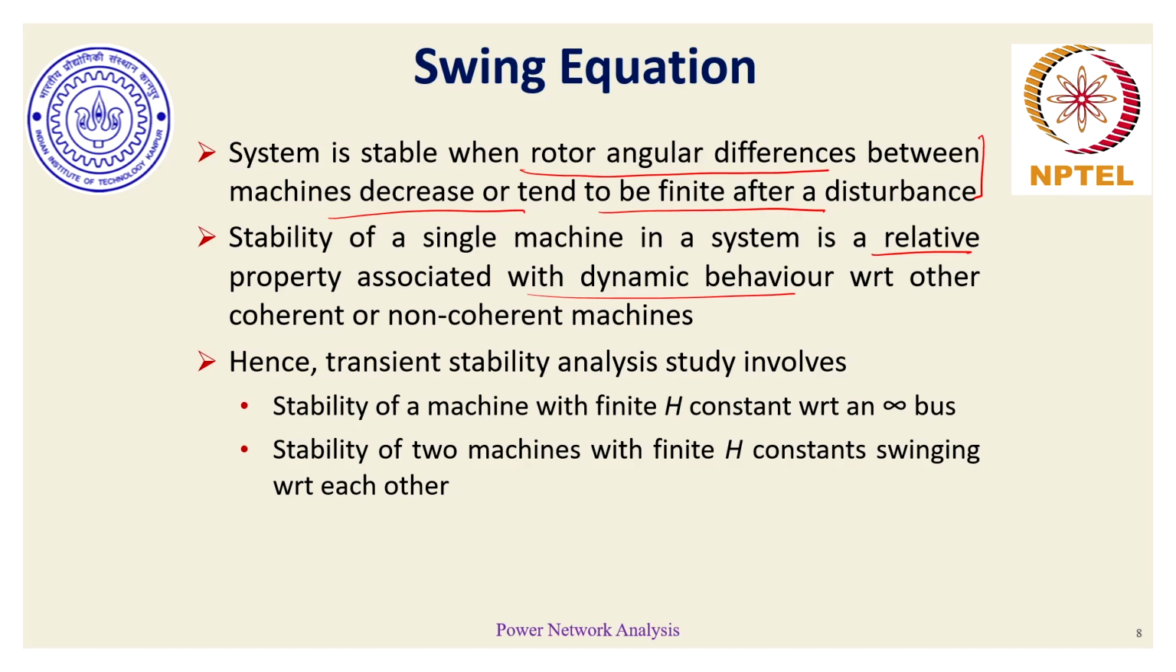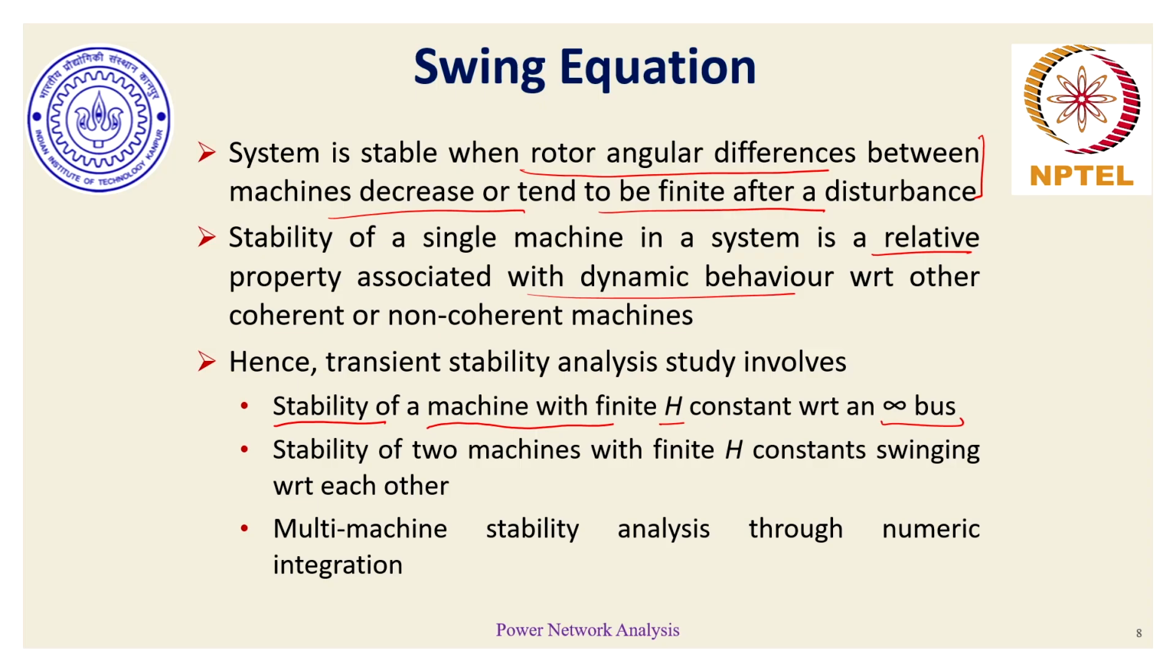So, to keep our discussion simple, we will consider three cases essentially, or in fact, we'll start with two cases. We'll first try to understand the transient rotor angle stability of a single machine with finite H constant with respect to the infinite bus. The notion of infinite bus remains the same as we discussed in the context of power flow analysis as well as in the context of economic dispatch or the synchronous model. So, we'll consider three cases, starting with case number 1, where we focus on transient rotor angle stability of a single synchronous machine and the rest of the network being represented as an infinite bus.